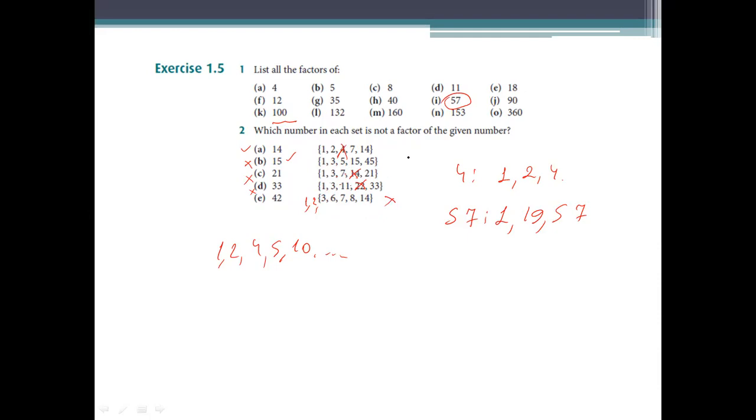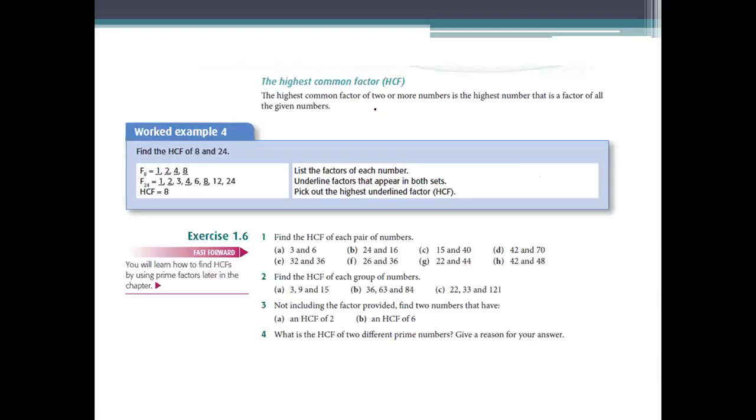Okay, so the highest common factor, HCF, the opposite or inverse of LCM. The highest common factor of two or more numbers is the highest number that is a factor of all the given numbers. So for example, HCF of 8 and 24. 1, 2, 4, and 8 are the factors of 8. There are 4 numbers. The first one is 1, and the last one is itself.